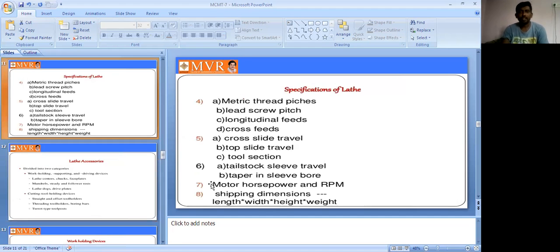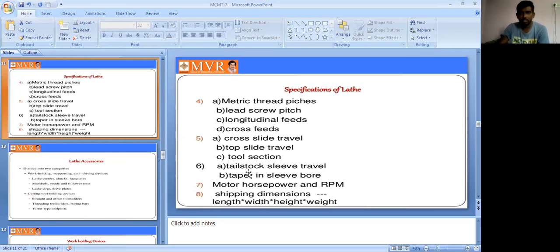Another specification of the lathe: metric thread pitches, lead screw pitch, longitudinal feeds, and cross feeds. This is the fourth one. In the fourth specification, we can see metric thread pitches. Next is the fifth specification, cross slide travel. We can see cross slide travel, top slide travel, and full section also. So the fifth specification is cross slide travel.